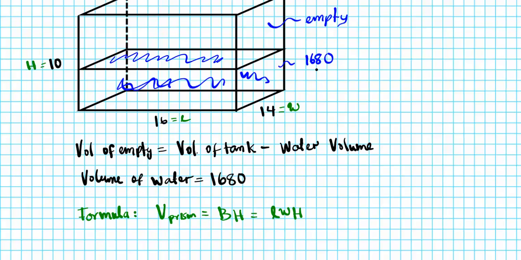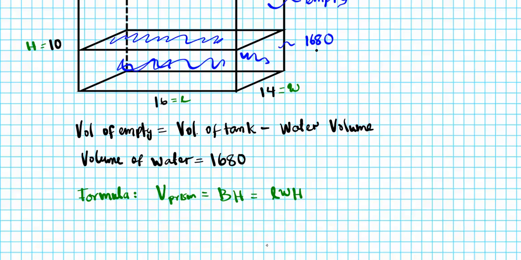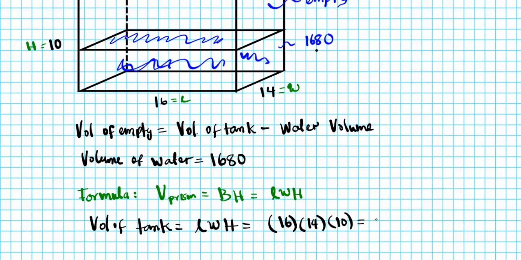So what is the volume of the tank? We just simply put in the measures, okay? So volume of tank is going to be length times width times height, which is, let's put big H here. Length times width times height is 16 times 14 times 10. All right, and when you carry out the calculations with your calculator, you end up with 2,240 cubic inches.